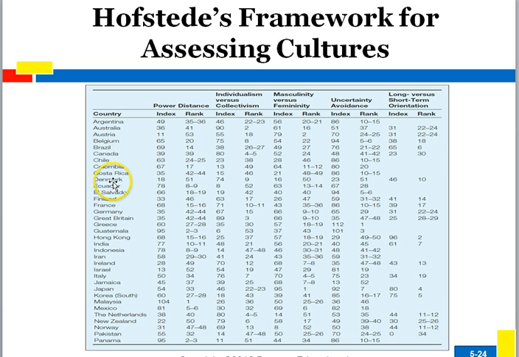If you look at Denmark, they're not so big on power distance, but they're big on collectivism. And that, I guess, is expressed in their social state of a country. They're lower on masculinity, lower on uncertainty avoidance, and they're sort of in the middle on long-term, short-term orientation.